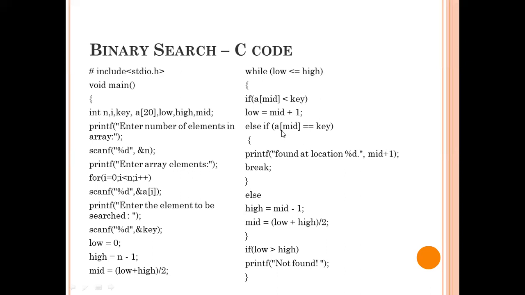Or else if A of mid is equal to key, we are going to return the position and we stop it. This break statement is to break in between. Or else we'll be searching your first half. So we'll set high equal to mid minus 1, and this loop is repeated each time. We'll be updating your mid value: mid is equal to (low plus high) by 2. And this is all repeated for all n number of times.